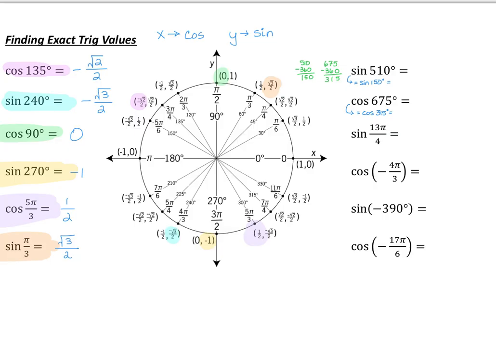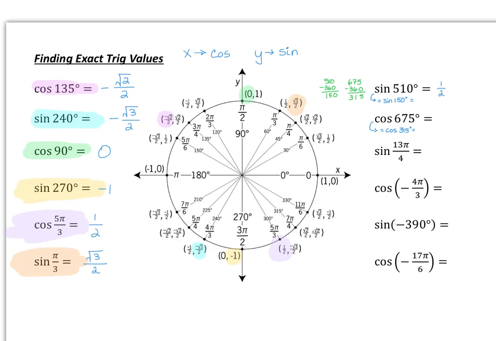So sine of 150, here's 150, sine is your y value, so sine of 150 will be 1/2. And cosine of 315 degrees, 315 is right here. Cosine are your x values, so that's going to be positive radical 2 over 2.